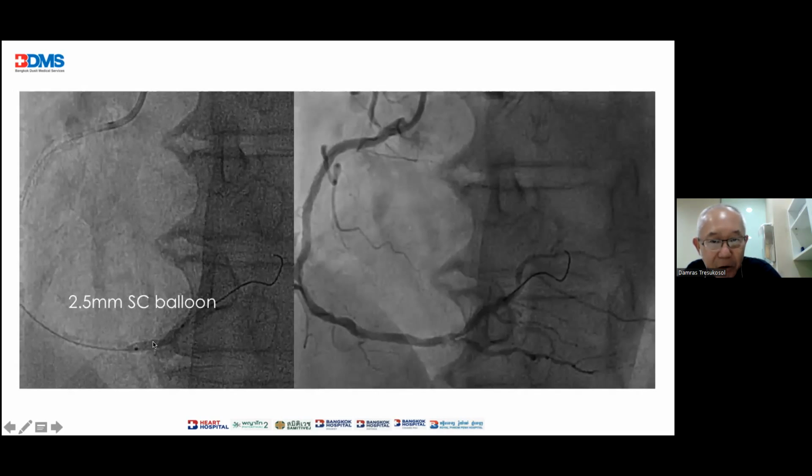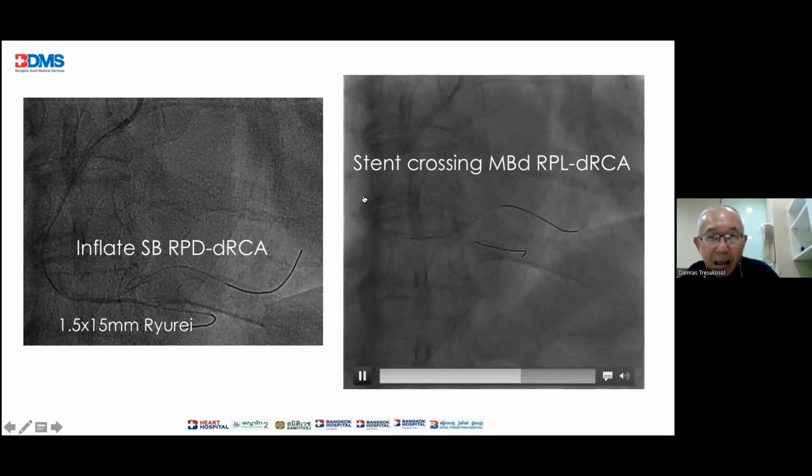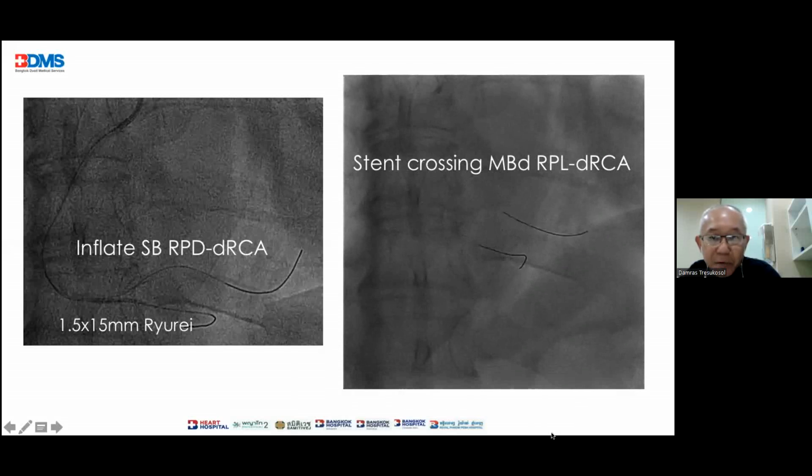So this is balloon 2.5. This is the still image. We inflate the side branch balloon with 1.5 by 15 Rewrite. And now it is time for the stent. So this is a stent crossing from the proximal, through the previous Onyx, to the distal RCA runoff. And we place the stent just overlapping the previous stent.